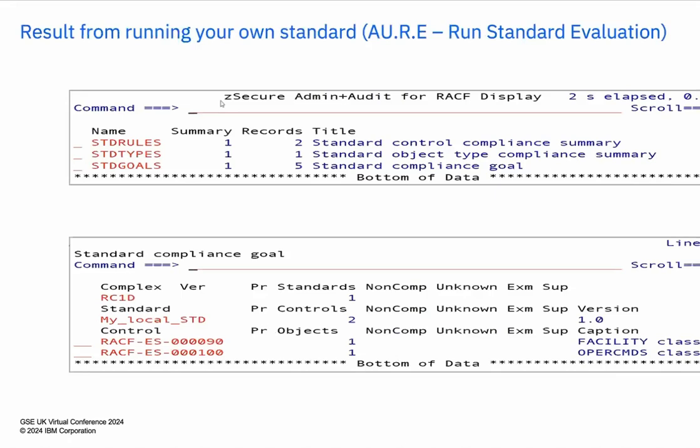And if you run it, these are the two controls that you're using in your standard, which is called my control standard. You took those controls from this STIG, RACF, and this is the evaluation that it shows. So this is how you can have the capability to do your own evaluation.